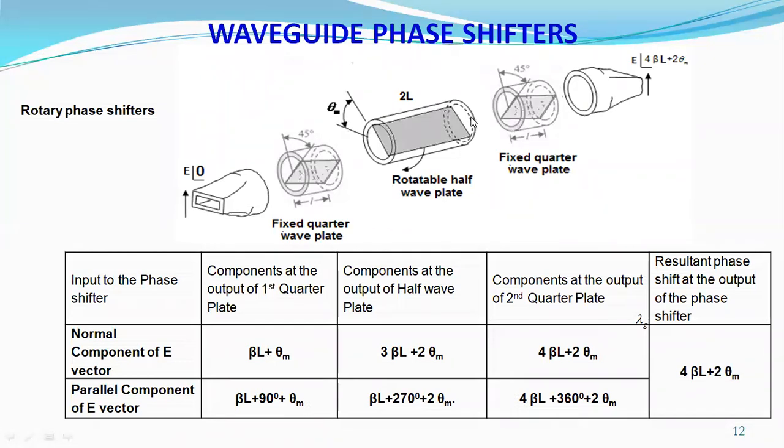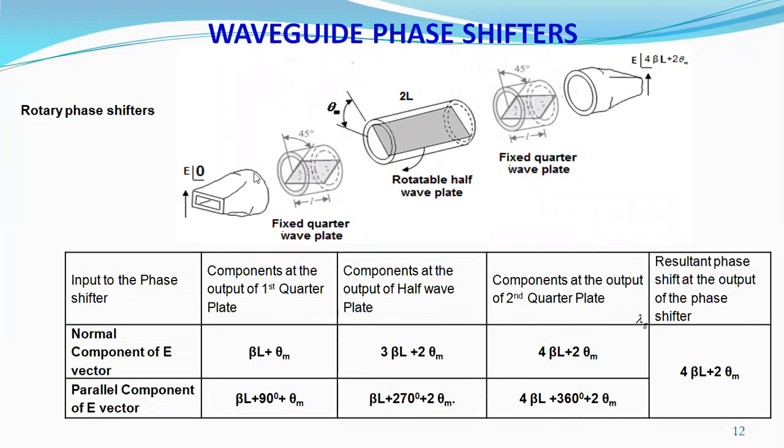This also, due to the rotary variable, is also theta m. So the complete phase shift is 4 beta L. Beta L is nothing but 90 degrees, so 4 beta L means completely 360 degrees, plus 2 theta m. That means each one, the complete one, is 90 degrees, this is also 90 degrees, and this is 180 degrees. Okay.